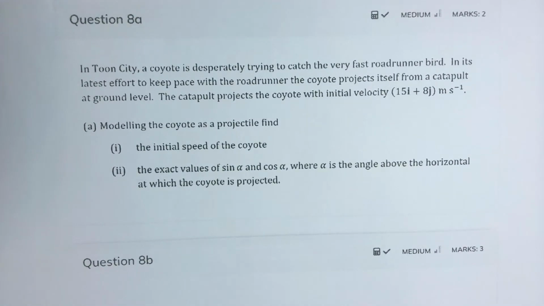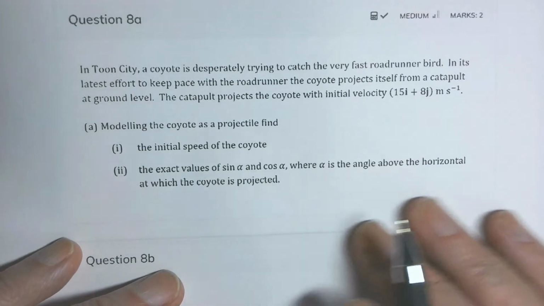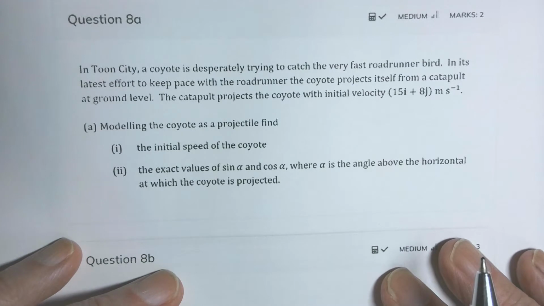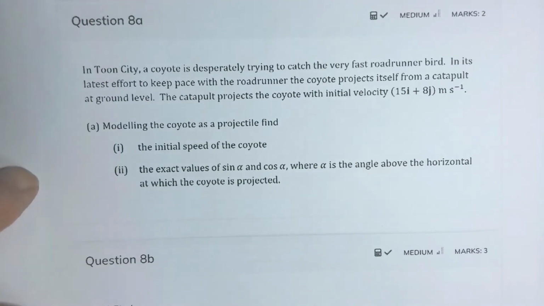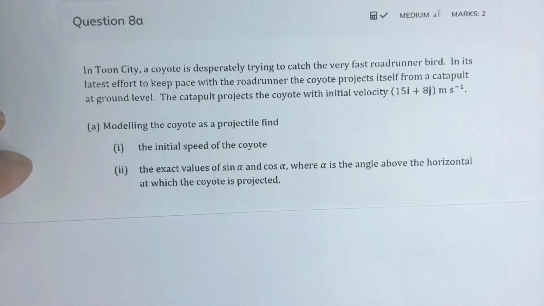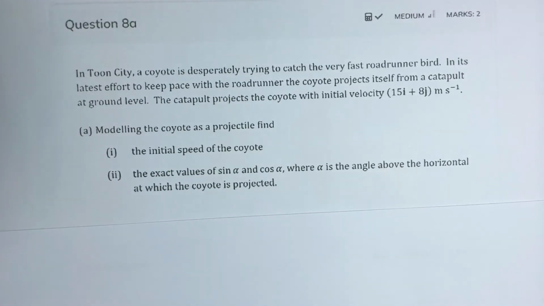Okay, this is another question from that sheet, and in this one we're going to model the coyote and the roadrunner bird, treating the catapult effect as a projectile. So the first part is very straightforward, really.